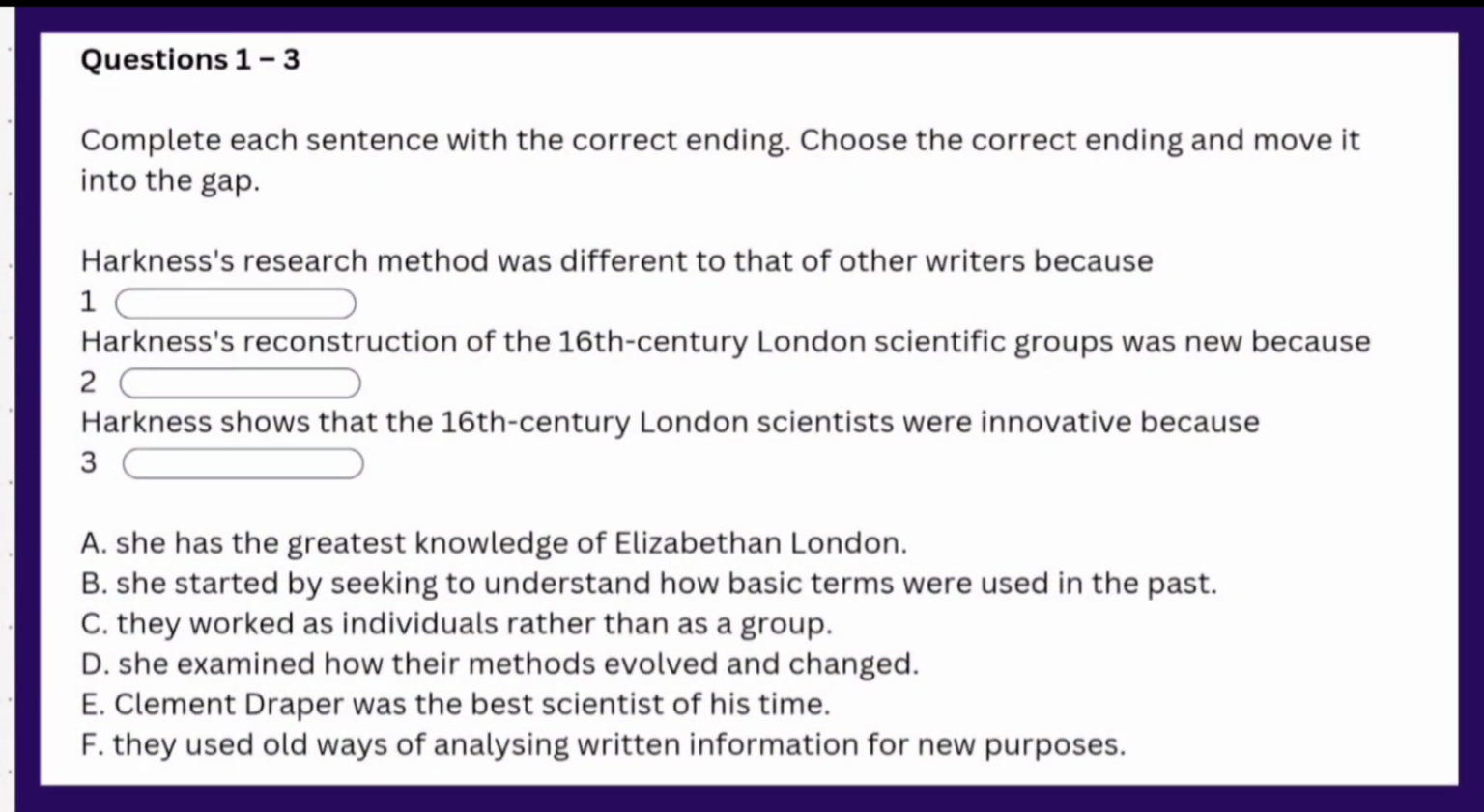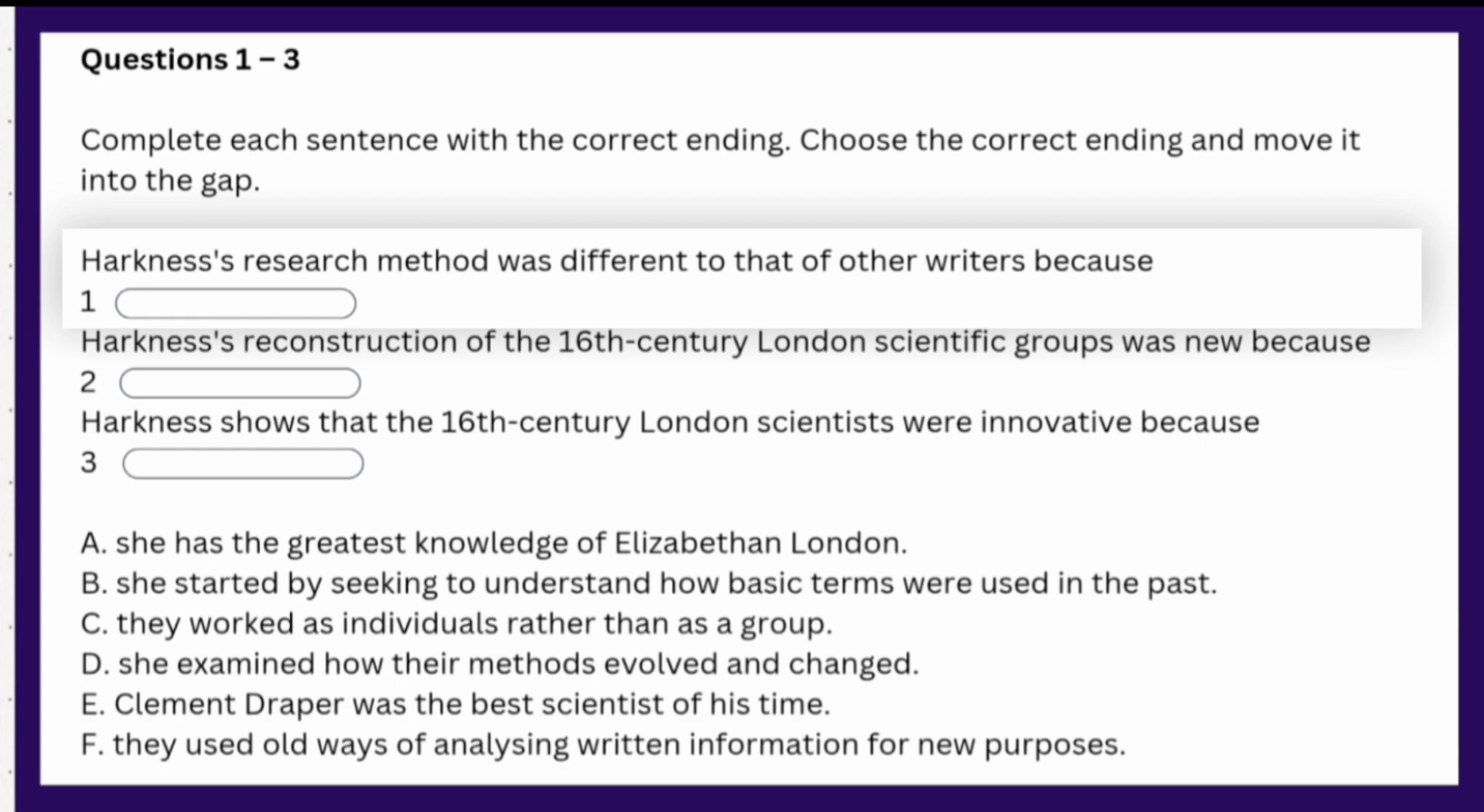Now, here are the questions. These are sentence completion questions. That means we have to read the sentence and choose the correct ending based on the passage. Let's begin with question 1.